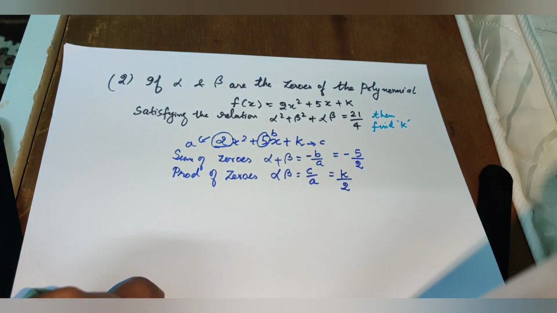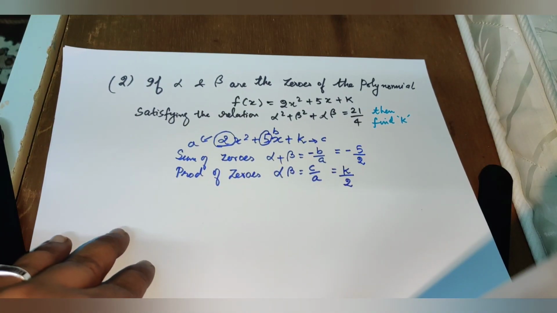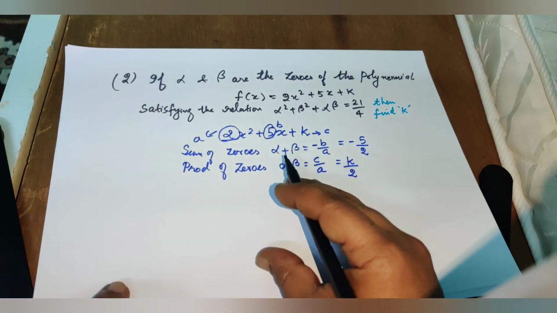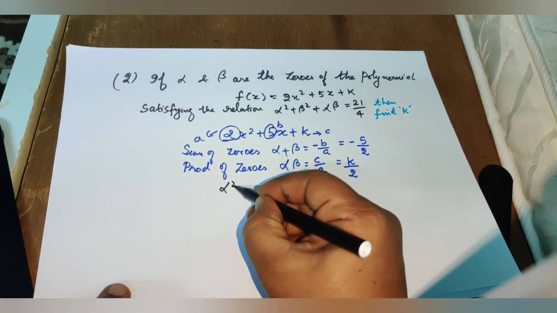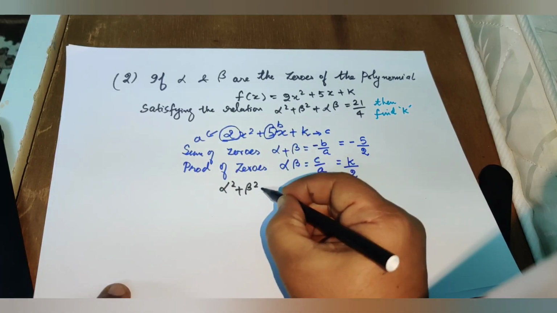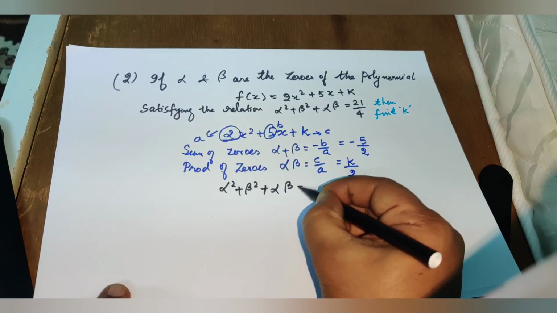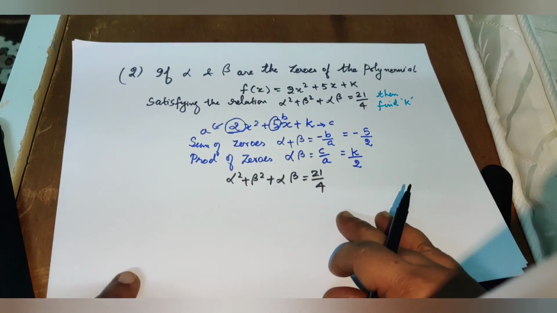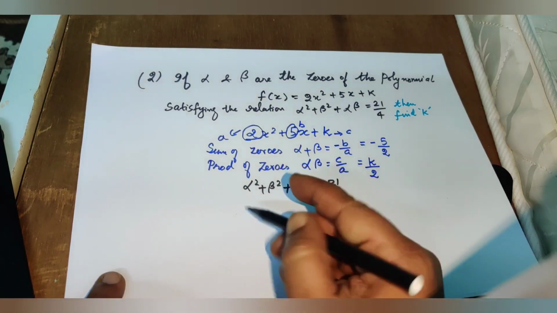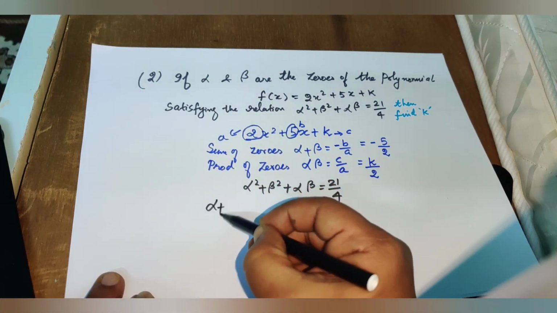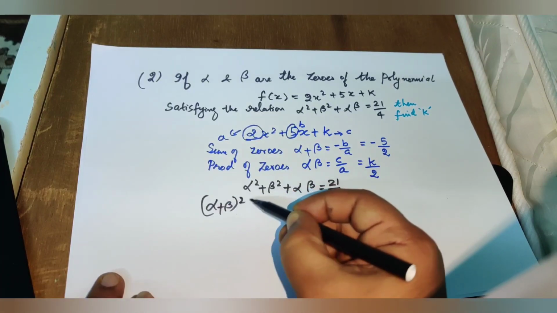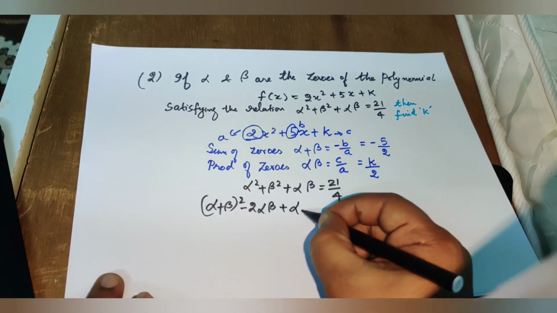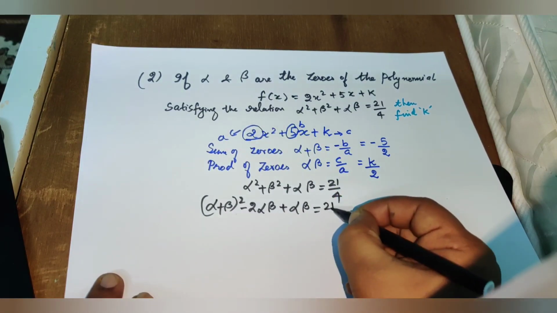So the sum of the zeros and the product of the zeros we have already found. Now we are going to apply them in the given result. We have a relation: alpha square plus beta square plus alpha beta is equal to 21/4. Since alpha square plus beta square, we saw in yesterday's identities, is alpha plus beta the whole square minus 2 alpha beta, plus one more alpha beta here, which is equal to 21/4.